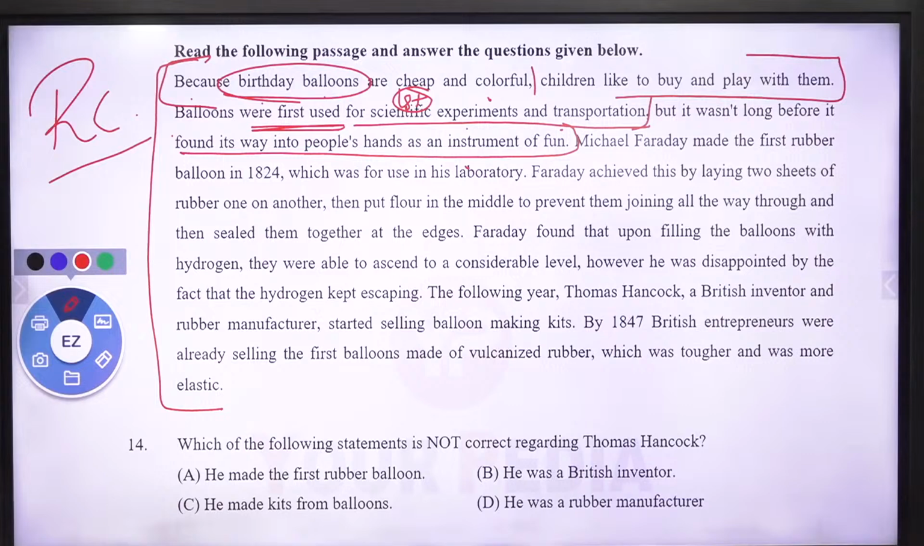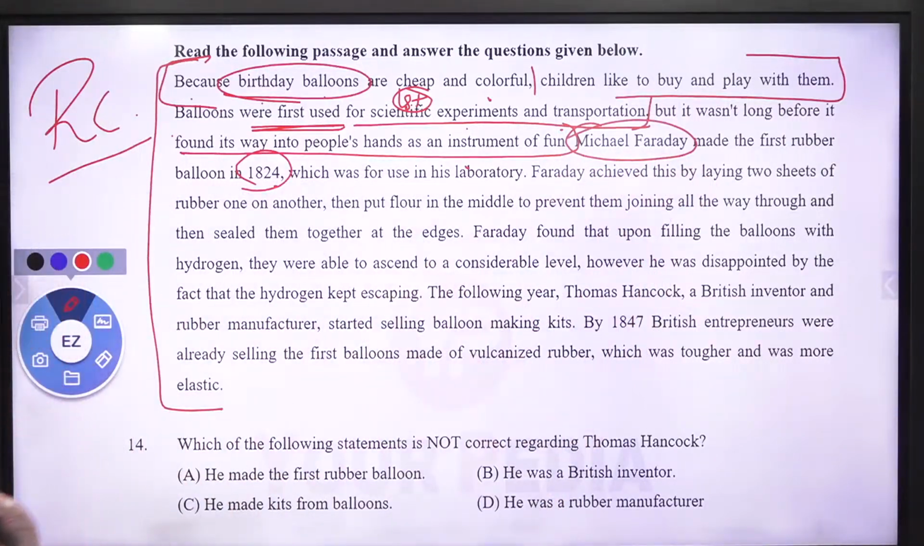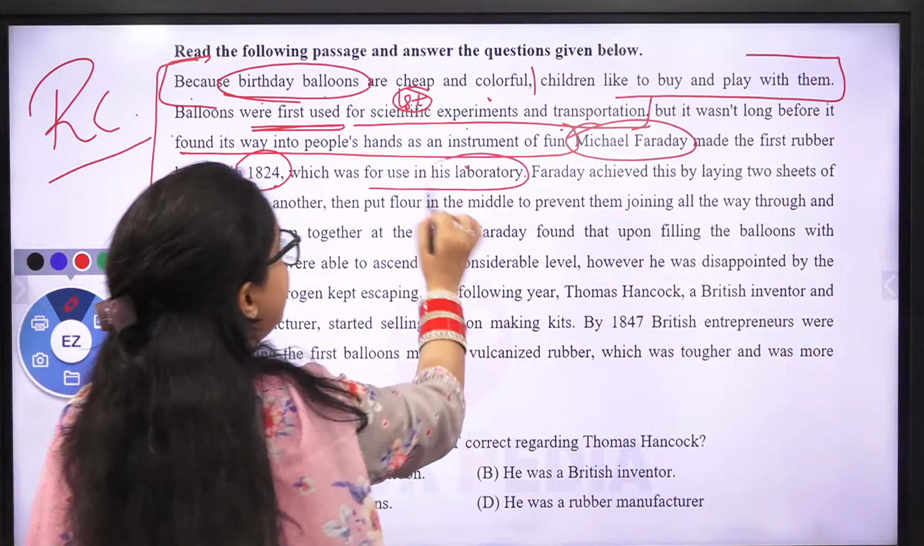I would say that Michael Faraday made the first rubber balloon in 1824. Now the person we are talking about is Michael Faraday. He made the first rubber balloon in 1824, which was for use in his laboratory. For use in his laboratory, he made a balloon.